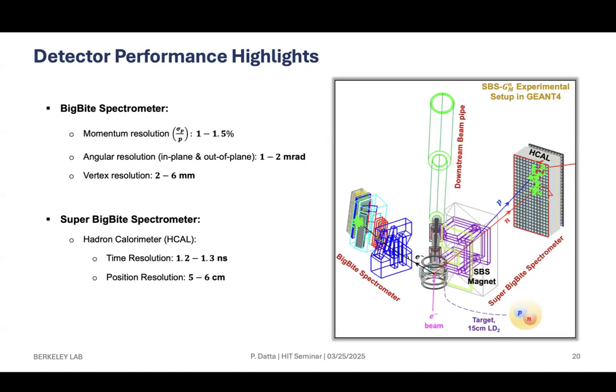But after the second pass of calibration and reconstruction, this is what we could achieve from our detectors. On the BigBite spectrometer side, we could achieve a momentum resolution of 1 to 1.5%, angular resolution of 1 to 2 milliradians, vertex resolution of 2 to 6 millimeters. And for the hadron calorimeter in the Super BigBite spectrometer, we could achieve a time resolution of 1 to 3 nanoseconds, and a position resolution of 5 to 6 centimeters. And all of these were in line with our expectations.